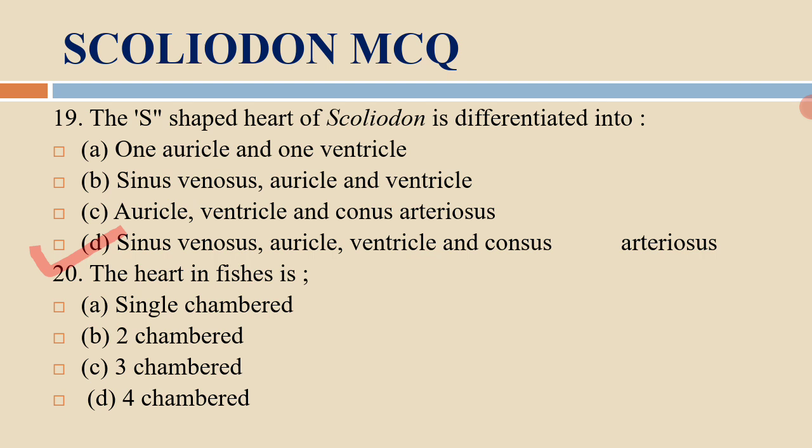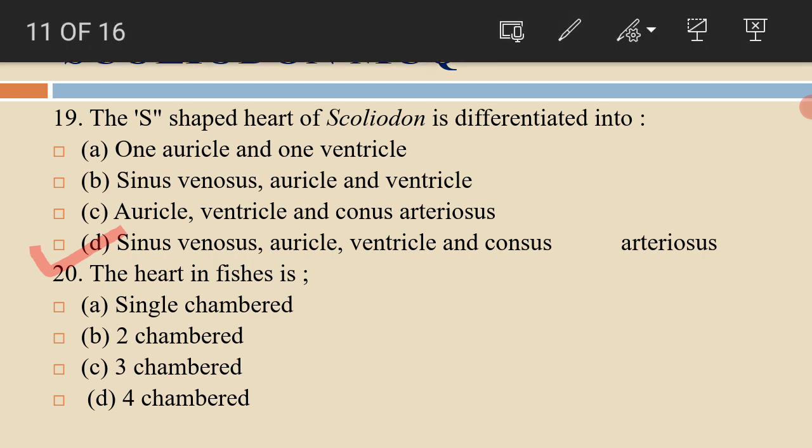So the next MCQ is related to this same topic. The heart in fishes is A. single chambered, B. two chambered, C. three chambered, and D. four chambered. We have already discussed that the heart in fish is two chambered.